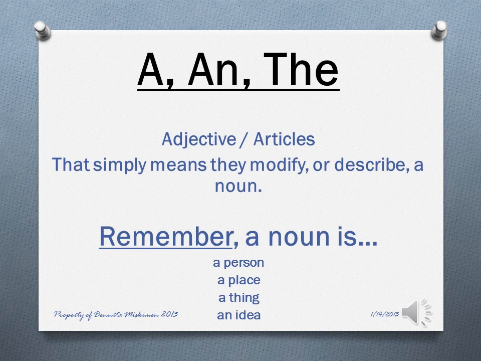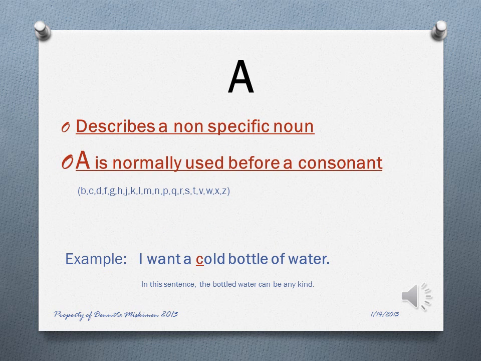A and the are three adjective articles. That simply means that they modify or describe a noun. Remember, a noun is a person, a place, a thing, and even an idea. Let's begin with the word a. A describes a non-specific noun. That means any noun. A is normally used before a consonant.